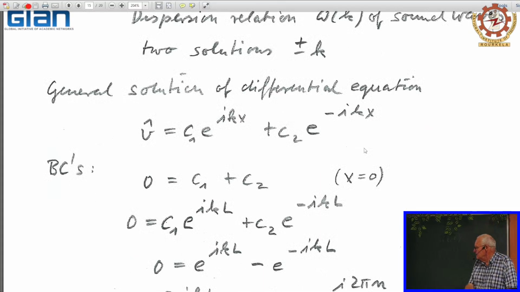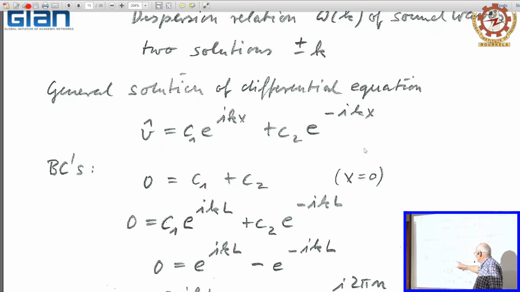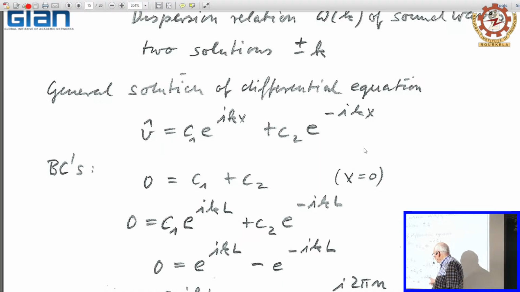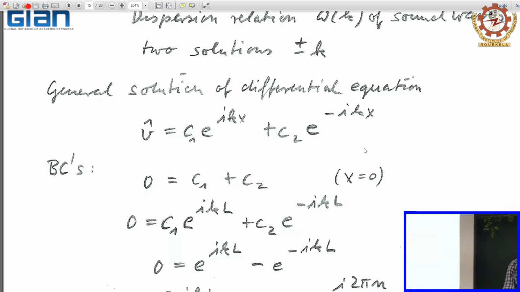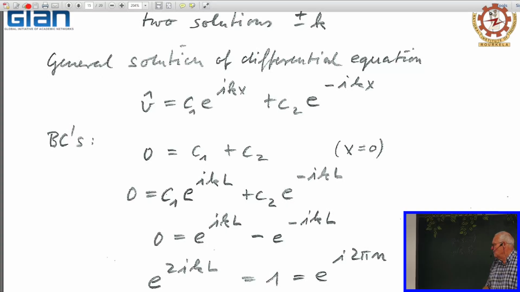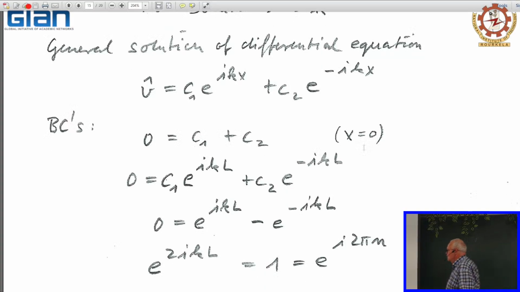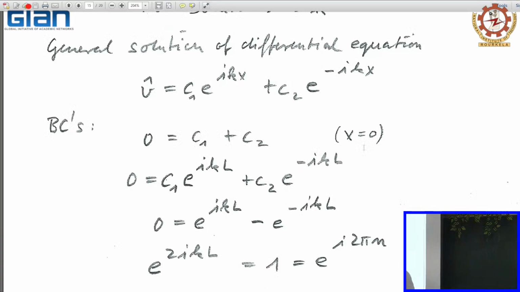So taking these two together, replacing C1 by minus C2, and then dividing by C2, we are left with 0 is e to ikL minus e to minus ikL. Now we bring this factor over, and with a small manipulation of this equation, we are left with e to 2ikL should be equal to 1.